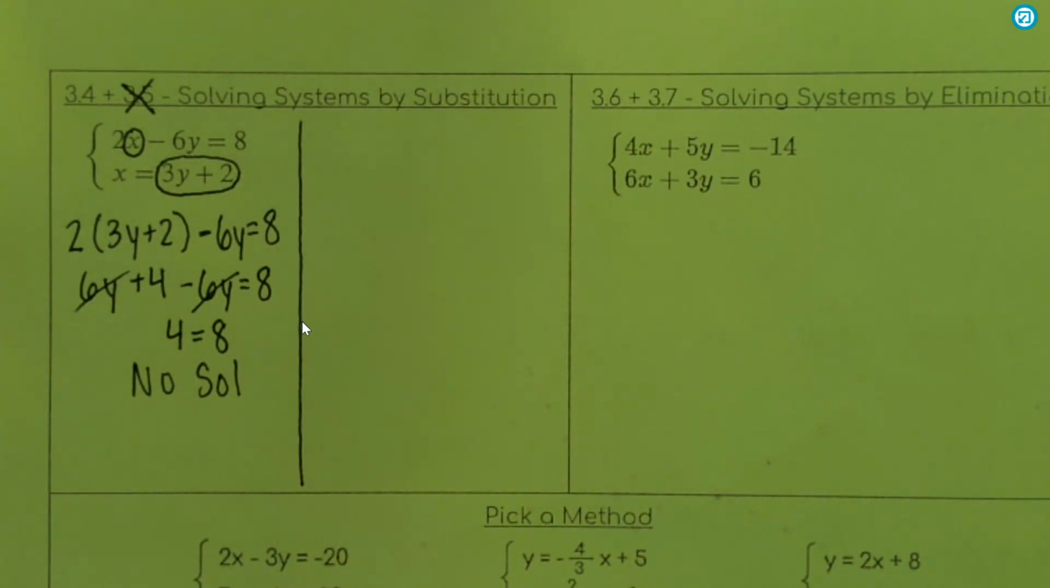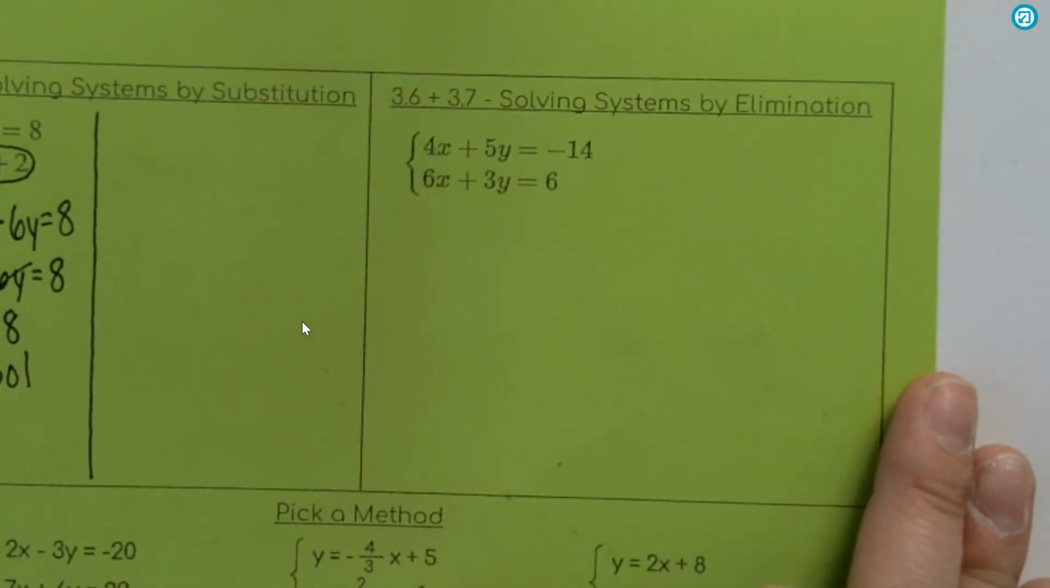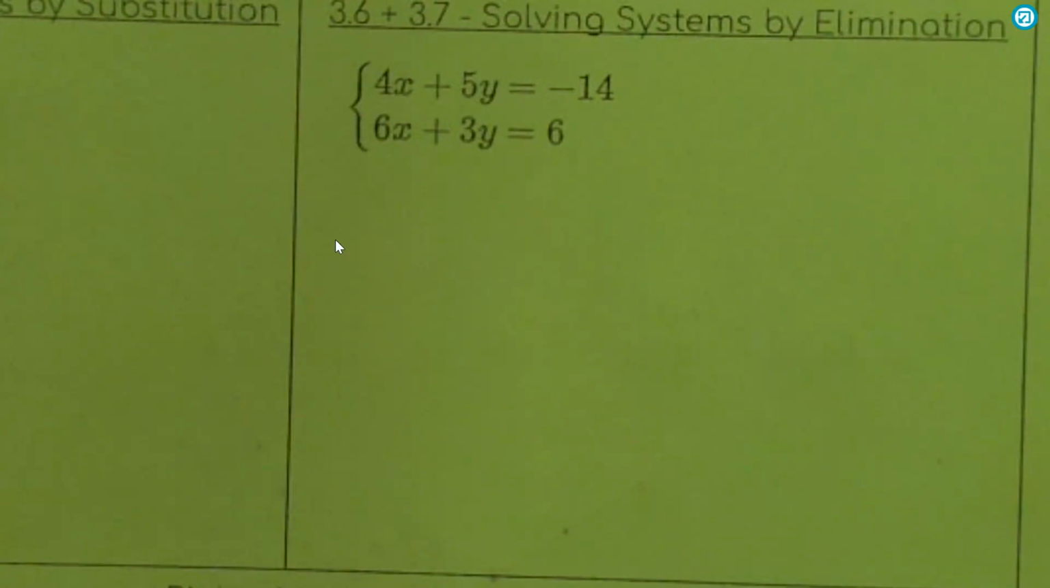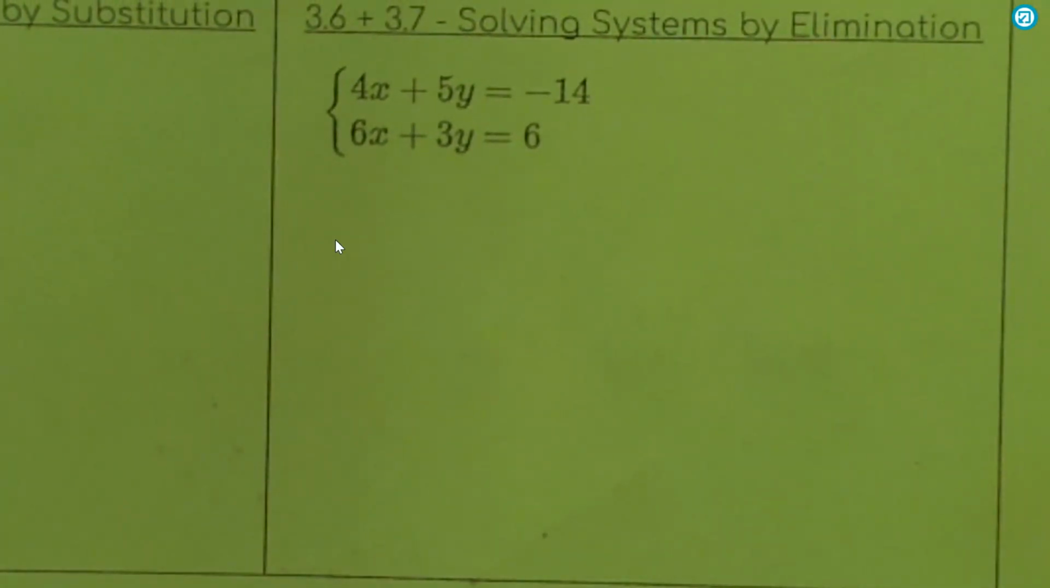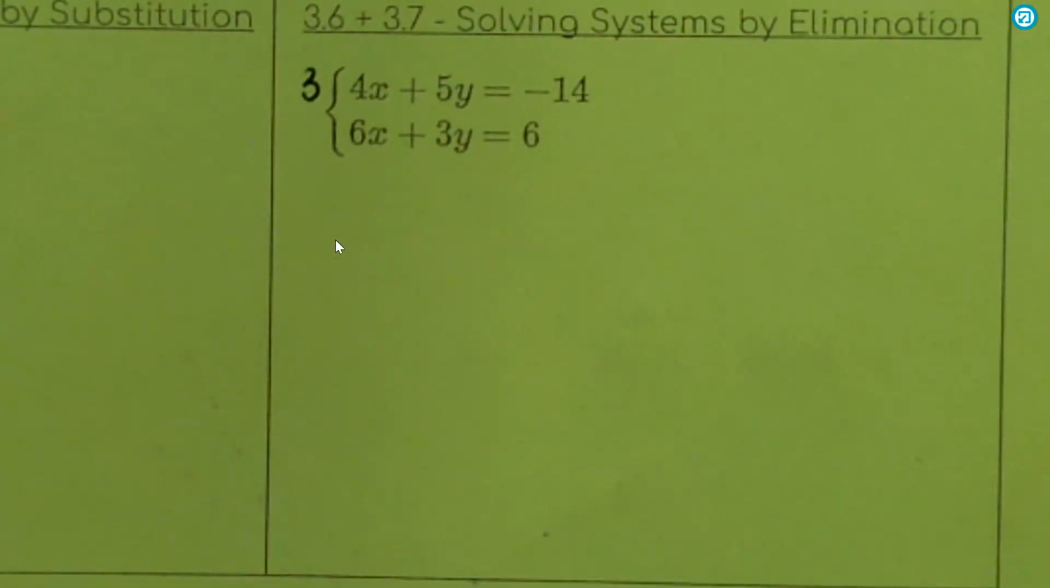So now let's do one elimination problem. We've got 4x plus 5y equals negative 14, 6x plus 3y equals 6. Do you guys want to cancel out x's or y's? I don't care. Y's? Okay, sounds good. What's the smallest number that 5 and 3 both go into? 15. Okay, so we'll multiply our top one by 3 to make it 15.